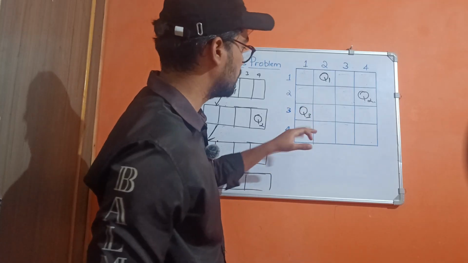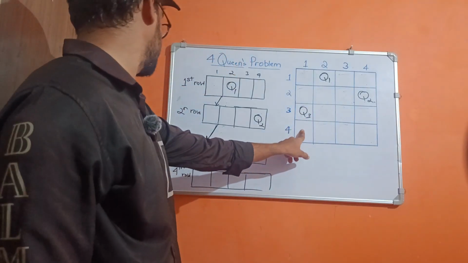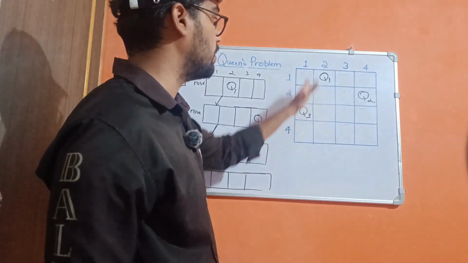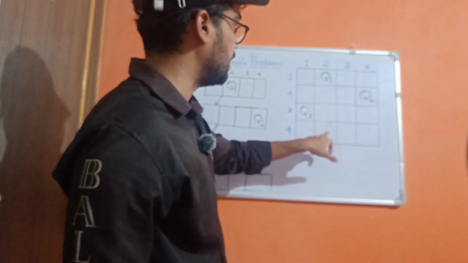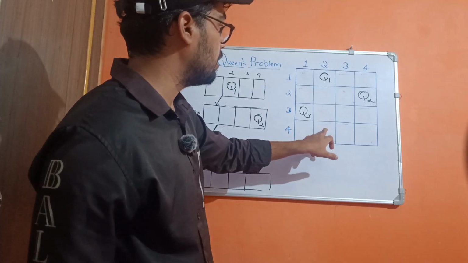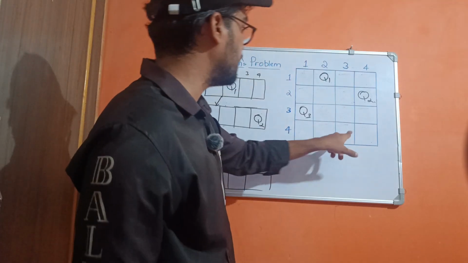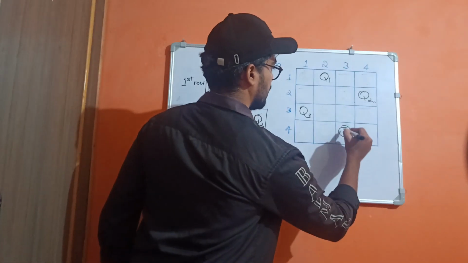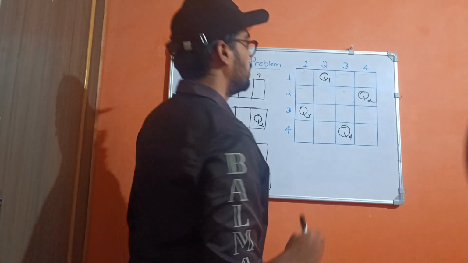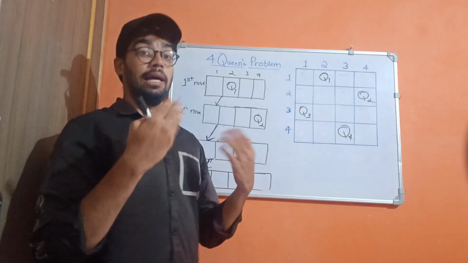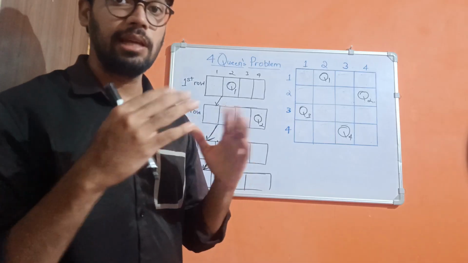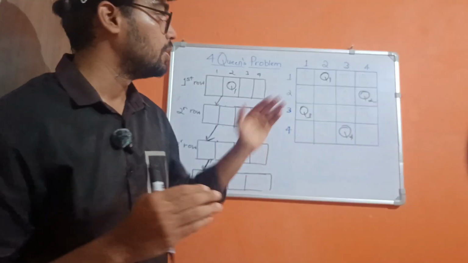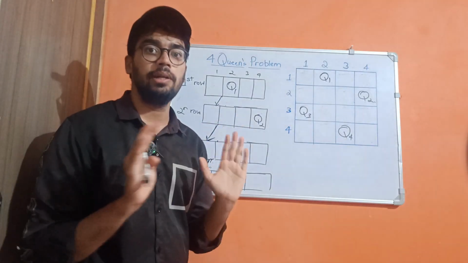Can I place queen 4 in this fourth row? Can I place queen 4 in this column? No, it is not possible because it's going to attack. Can I place it here? No, I cannot place it here, but I think I can place it here. Yes, it's not going to attack anyone. I can place it here. Now I have placed every queen in these rows without attacking each other. So the N-queen problem is complete now.